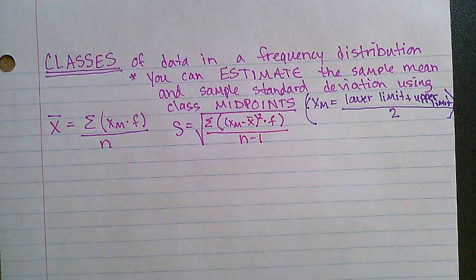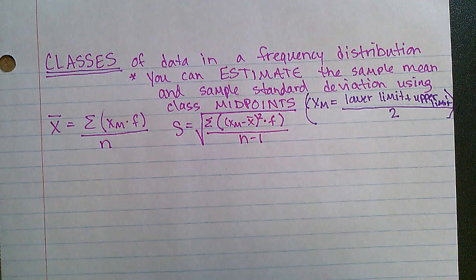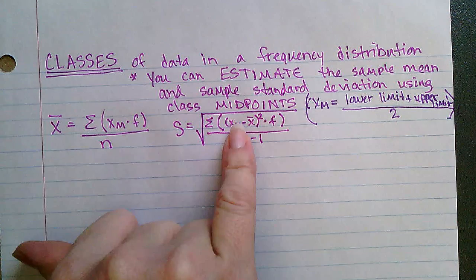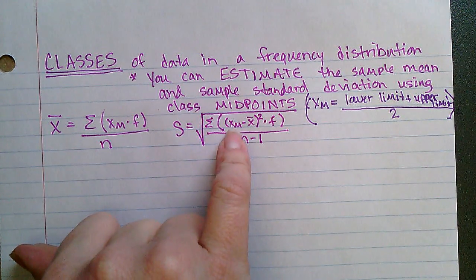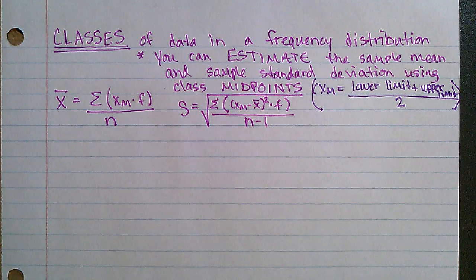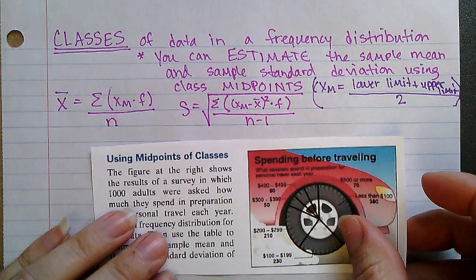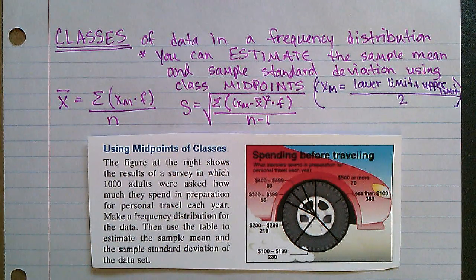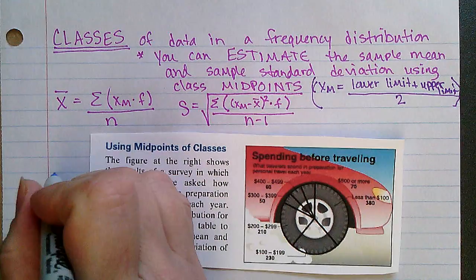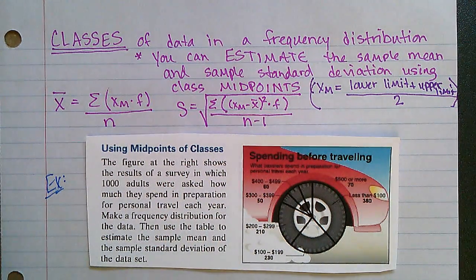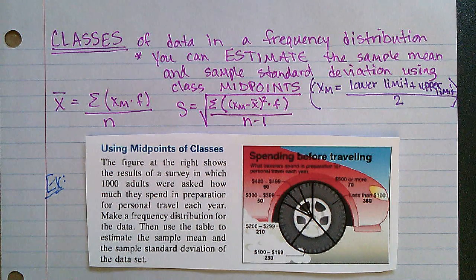So it's basically the same formula, except we don't have data values. So instead of using the data value times frequency, we use the midpoint times frequency. And instead of using the data value minus the mean, we use the midpoint minus the mean. So we won't know the exact value for the sample mean and sample standard deviation, but this will give us a good estimate. So we're going to use this spending before traveling example here. So the figure at the right shows the results of a survey in which 1,000 adults were asked how much they spend in preparation for personal travel each year.